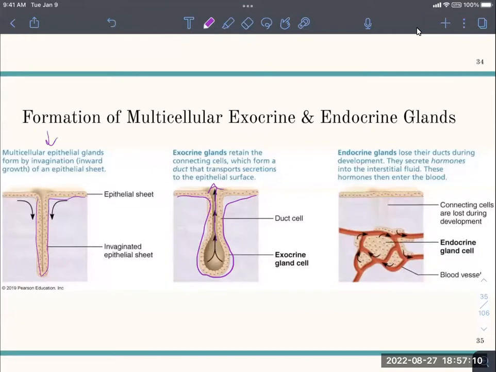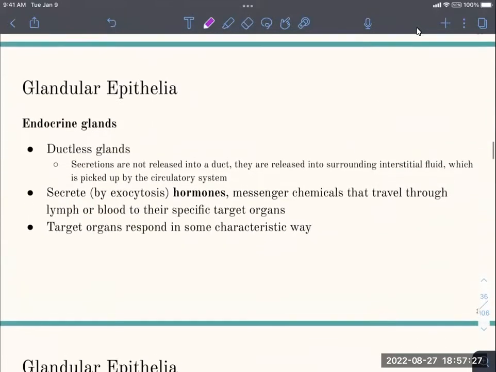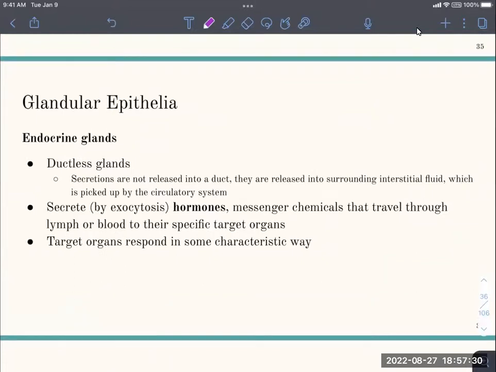It's an exocrine gland. Well, the last picture here is an endocrine gland, because these cells secrete their hormones into the extracellular fluid that gets taken up into the bloodstream and carried to their target organ. So endocrine glands, as we noticed from the picture before, have no ducts, so they're ductless. Their secretions are released into that interstitial fluid, which is picked up by the circulatory system. It's usually hormones of some kind. They're usually released by exocytosis.